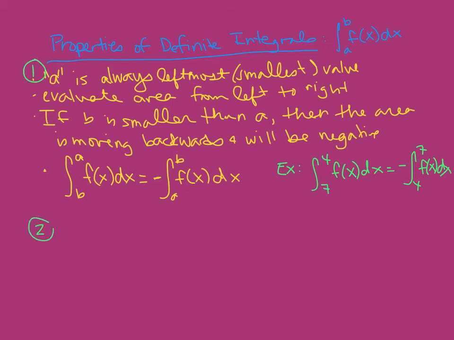It was super long. Property number 2 is that if you have an area above the x-axis, it's going to be positive. If you have one below it, it's going to be negative.